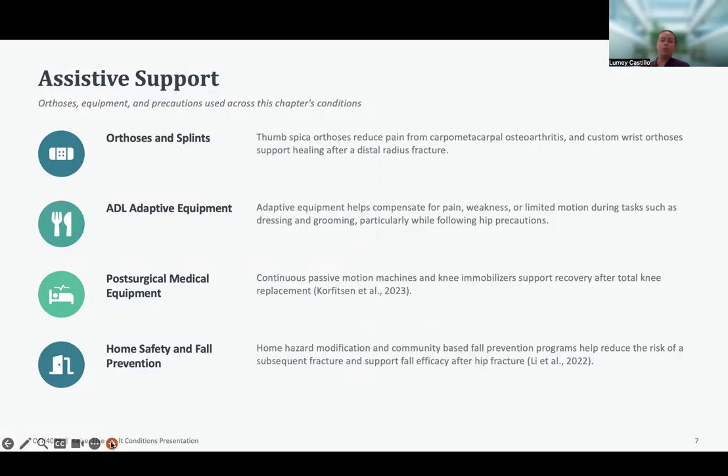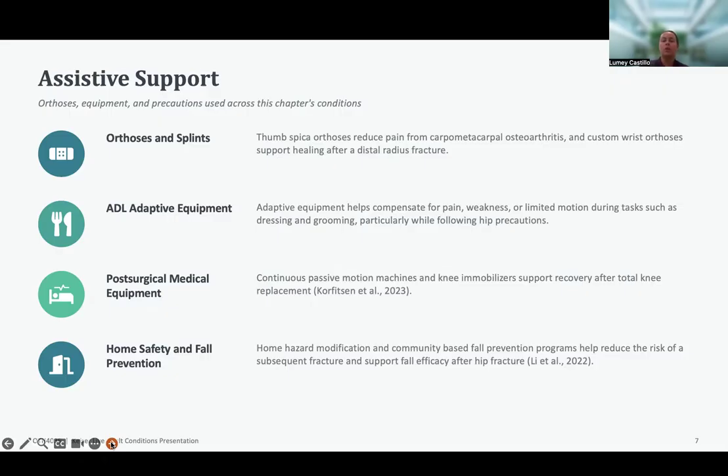For assistive support, the orthosis and splints, we can use thumb spica orthosis to reduce pain from carpometacarpal osteoarthritis, and custom wrist orthosis to support healing after a distal radius fracture. For ADL adaptive equipment, we can use it to help compensate for pain, weakness, or limited motion during tasks such as dressing and grooming, particularly while following hip precautions.